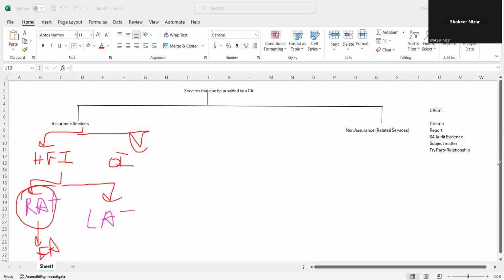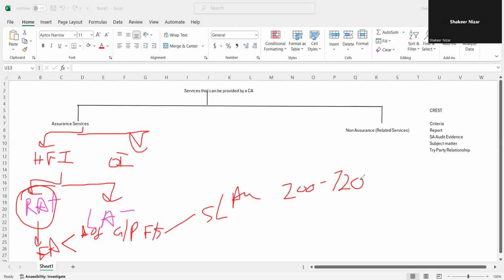In there, reasonable assurance also has two types. Also, we are providing an audit of the general purpose financial statement. The SLAUS 200 to 720 series will be applicable for the general purpose financial statement audit. If it is a special purpose, the 200 to 720 series plus the 800 series will be applied.